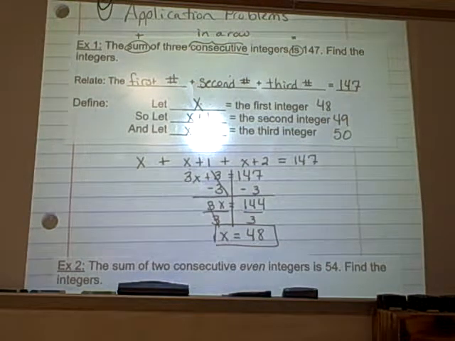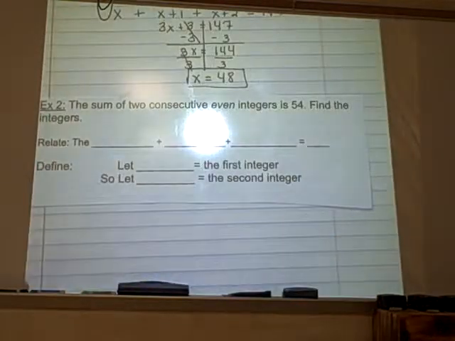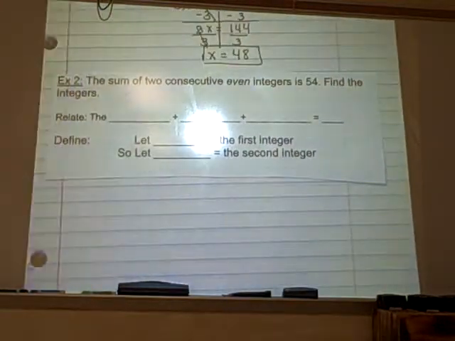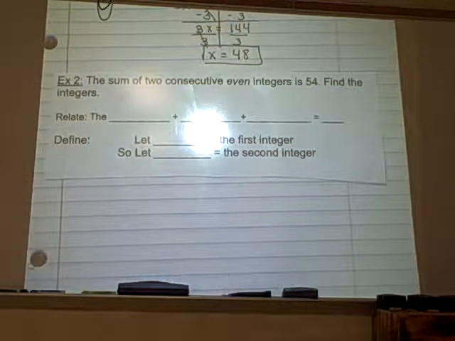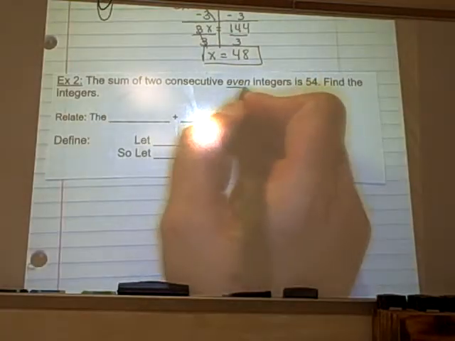Okay, look at the next example, because this is really similar. It's a little bit different though, because we can't keep it all the same. So the sum of 2 consecutive even integers is 54. Find the integers. What's different about this question than the one we just did? One says to find the equation. Okay, one does say to define the equation. There's not a third integer, there's only 2. What else? There's an extra word in there. Even. Okay, that's going to throw things off a little bit.